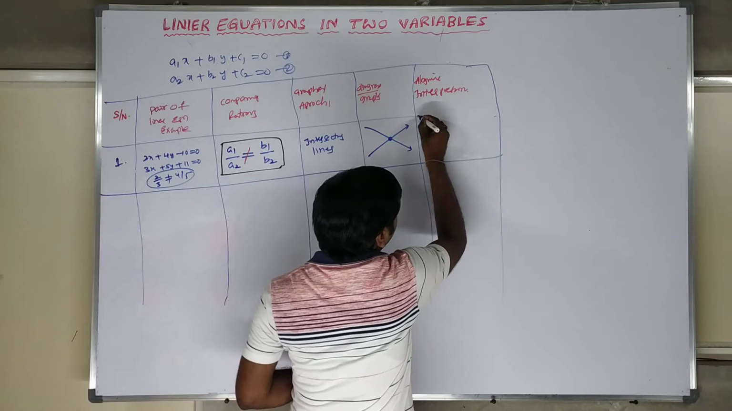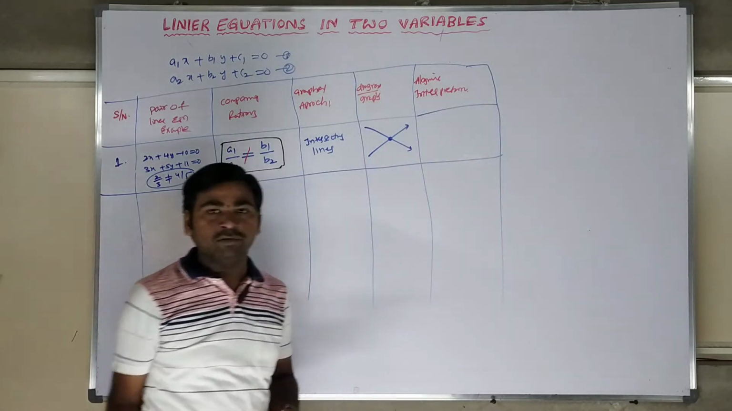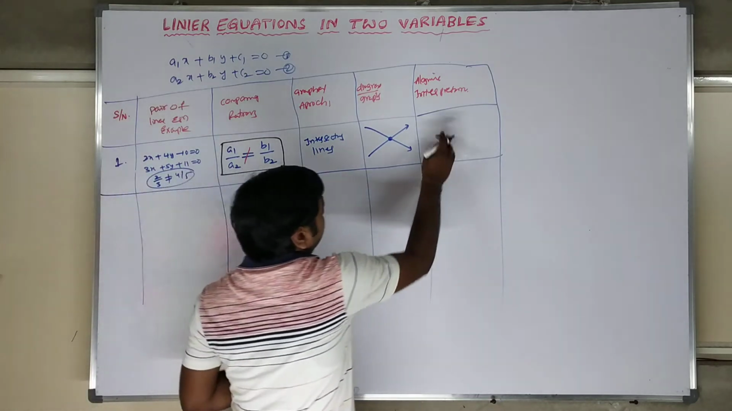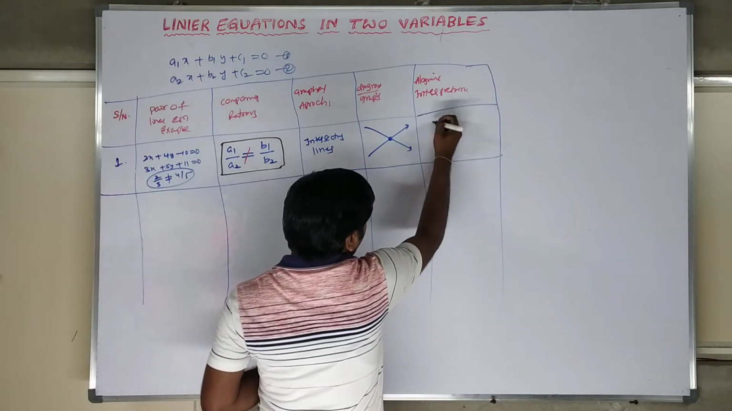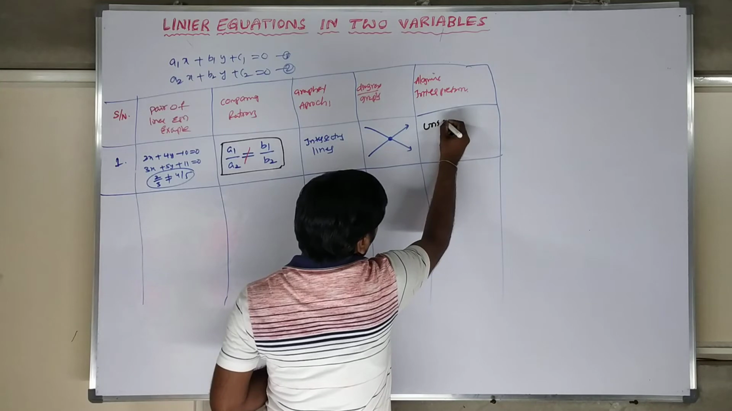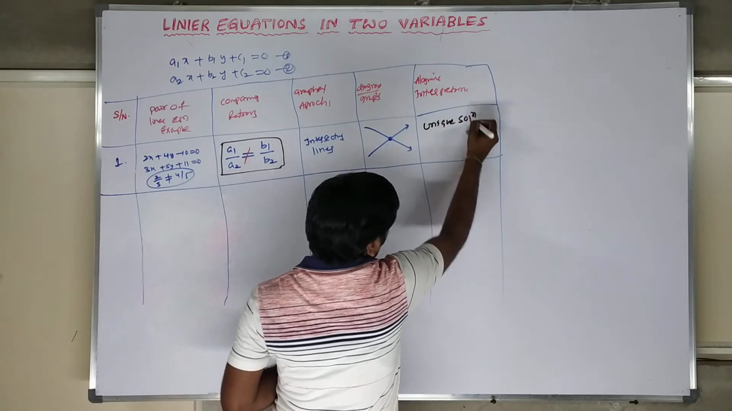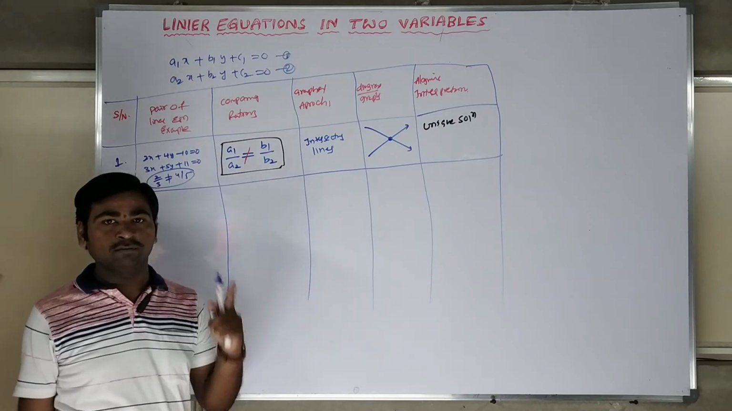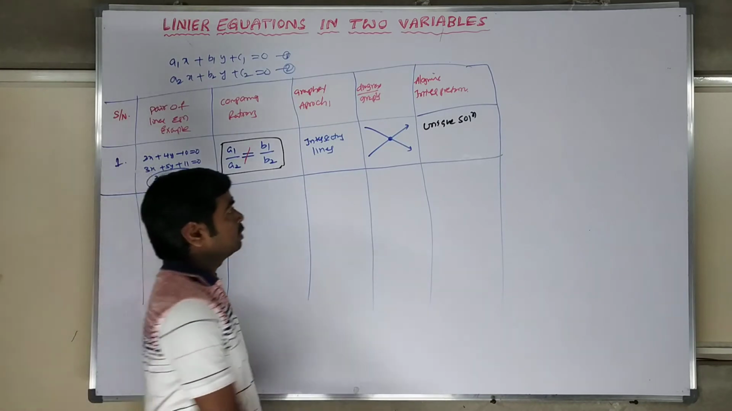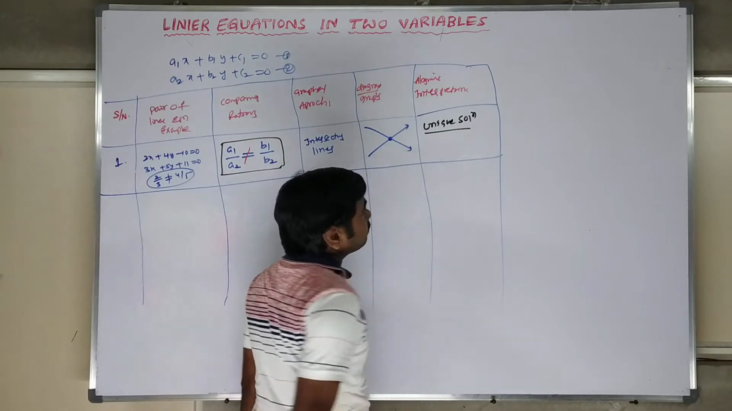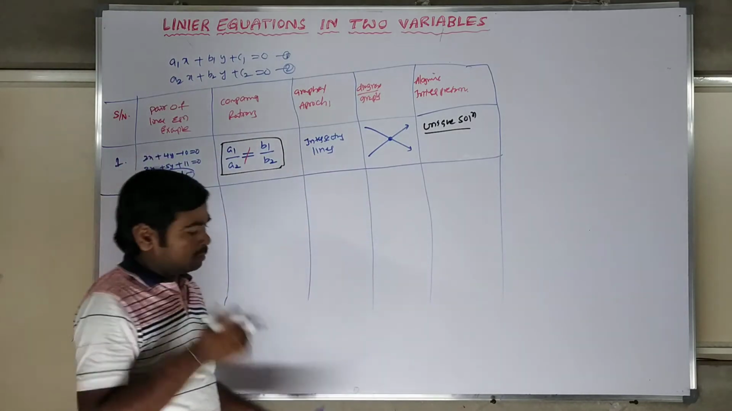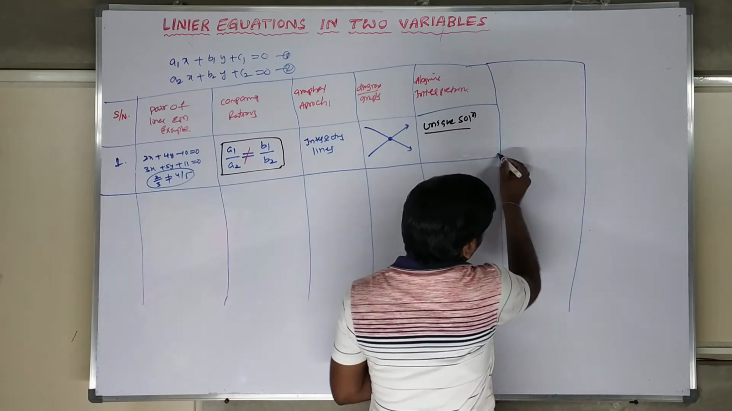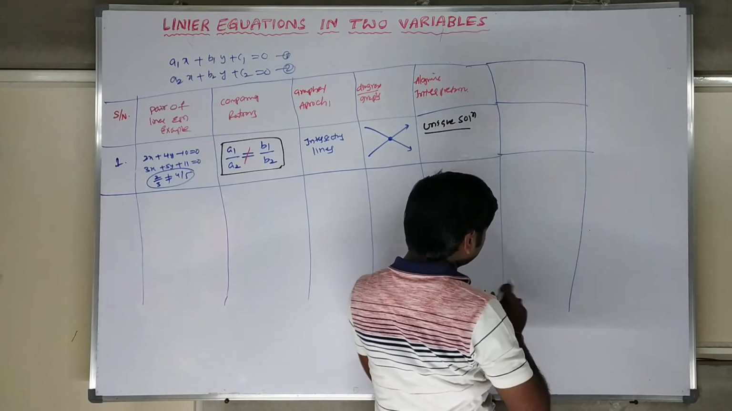So what is the algebraic interpretation? The algebraic interpretation means whether the given equations have a solution or not. Intersecting lines mean we have a unique solution. It means it has one solution, a unique solution. One more thing is the solution confirmation: consistent or inconsistent. One more line I can write for your convenience.